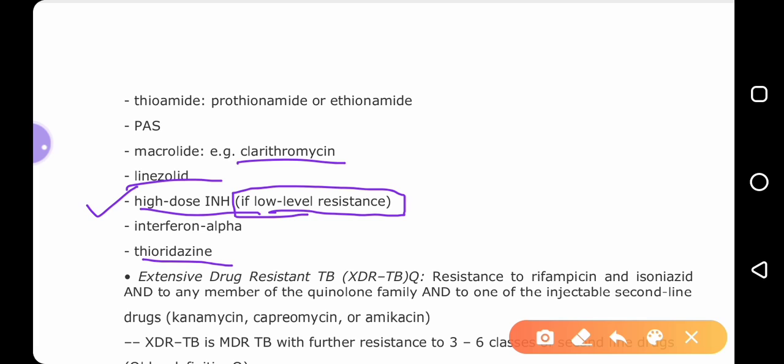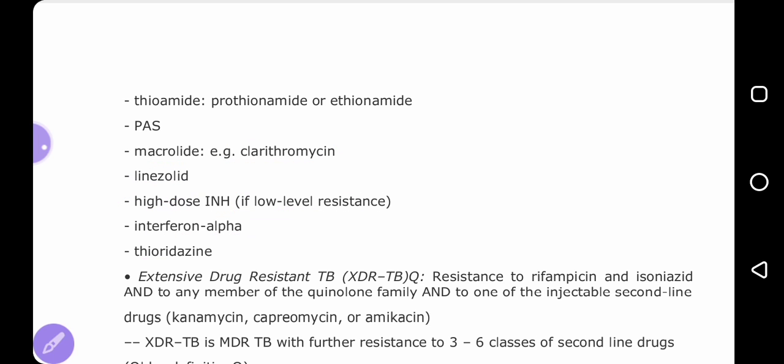Then thioridazine and interferon alpha, these are used. So you should remember clarithromycin, linezolid, then cycloserine, amikacin group, moxifloxacin, that is fluoroquinolones. So these should be remembered.